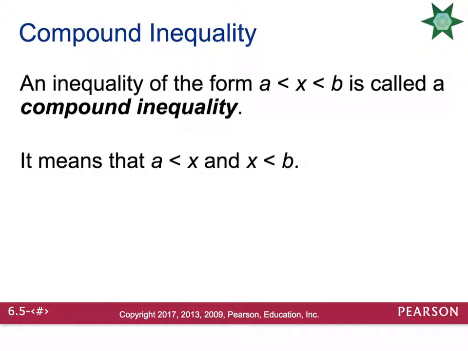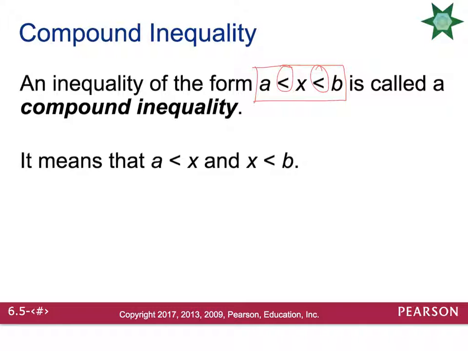Last thing that you're going to see in this section is what's called a compound inequality. You're going to know you're dealing with a compound inequality because it's going to look like you have a variable wedged between two inequality symbols. Notice you have two symbols. Whenever you see that, that is a compound inequality.